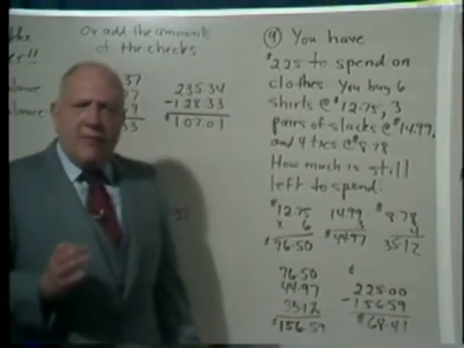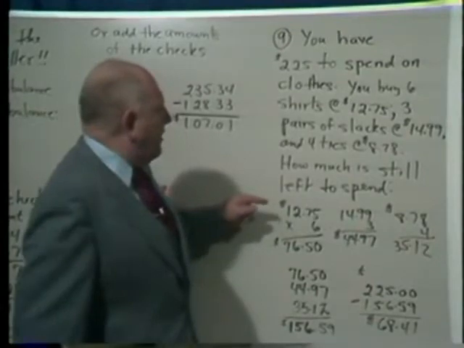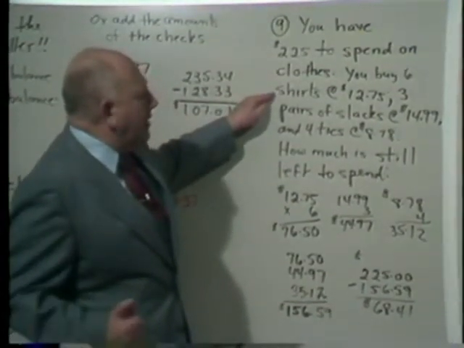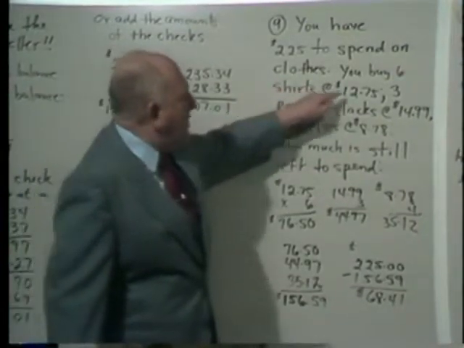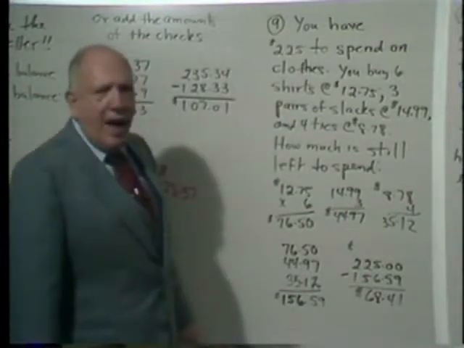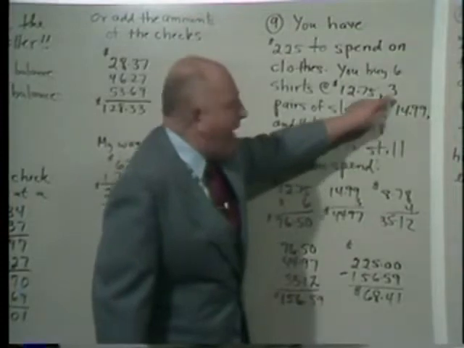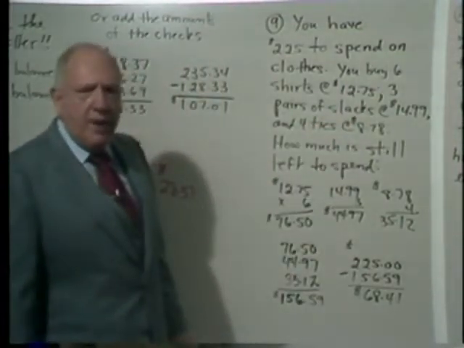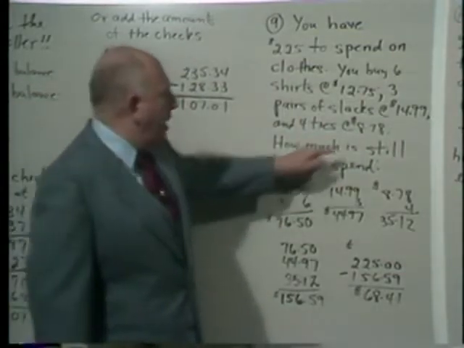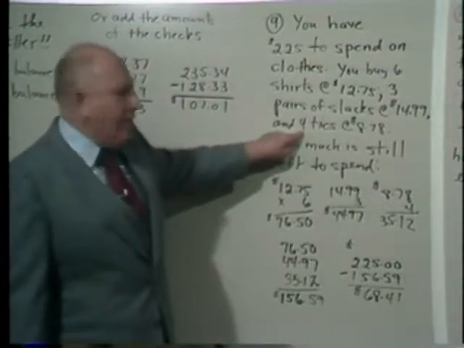See, now you're going to put several problems together, several computational techniques together. You're first going to find out how much money you spent on the shirts, and how will you do that? That was like a previous problem. You're going to take the price per shirt and multiply that by the number of shirts. Then you're going to find out how much you spent for the slacks. How are you going to do that? You're going to take the price per pair of slacks and multiply that by the total number of pairs of slacks. Then you're going to find out how much you paid for the ties. And how are you going to do that? You're going to take the $8.78 per tie and multiply that by the number of ties, which is 4.